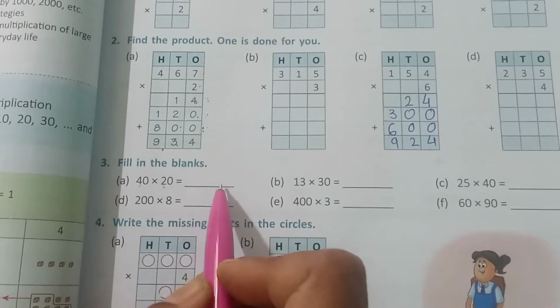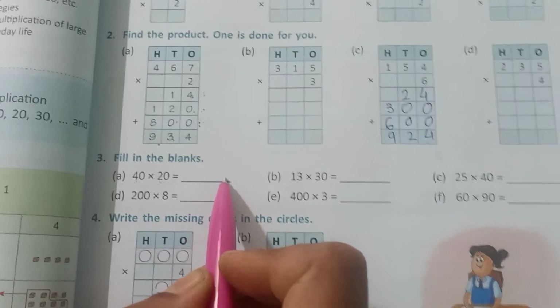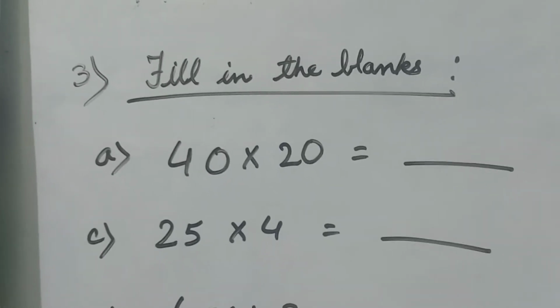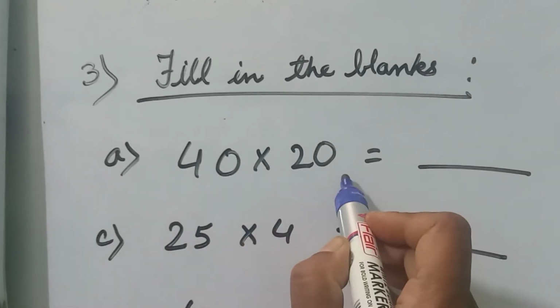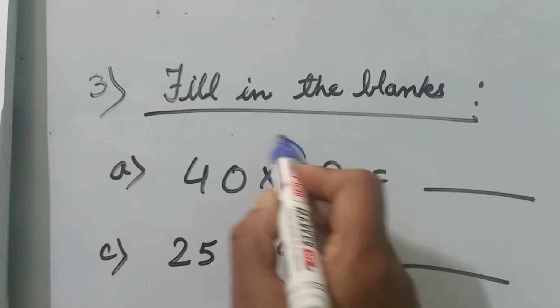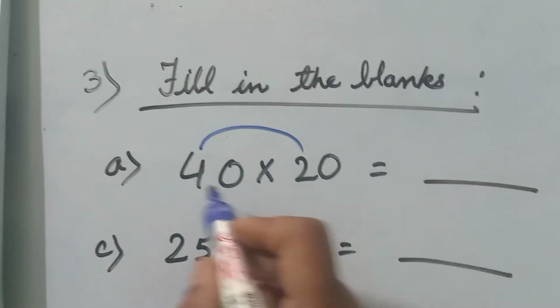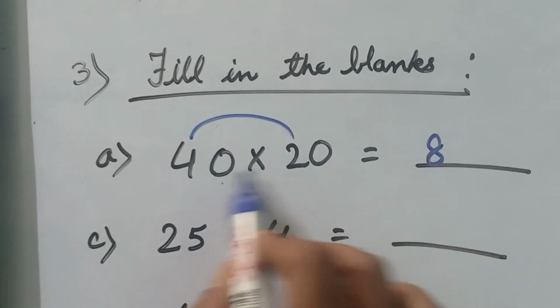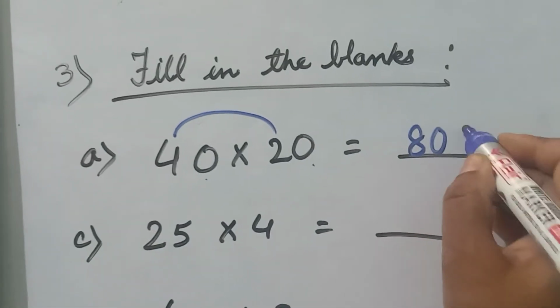In the final product, we will write zeros. Let's take it. So children, in question number 3, you have to multiply 40 and 20. So you will multiply these two numbers only. So 4 2s are 8. And how many zeros are there? 1, 2. So in the final answer, you will put here 2 zeros.